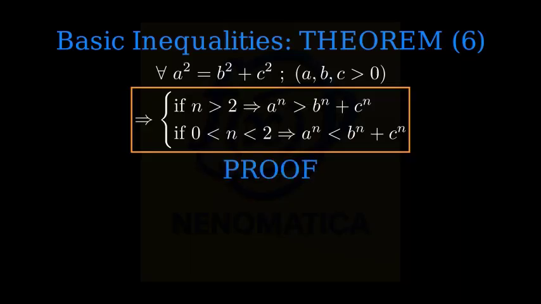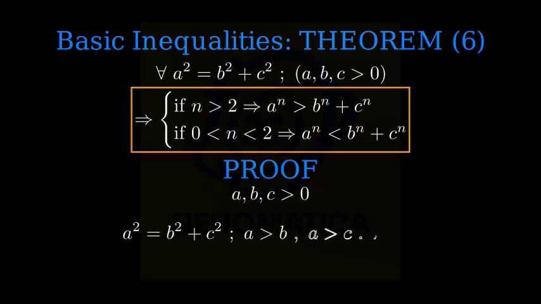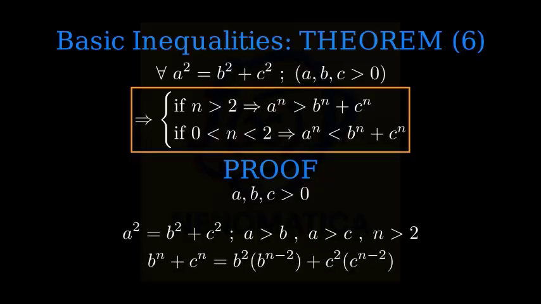Now, let's prove this theorem. We start with our given conditions. We know that a, b, and c are positive real numbers, and a squared equals b squared plus c squared. For our first step in the proof, we'll rewrite b to the n plus c to the n in a clever way. We can express b to the n plus c to the n as b squared times b to the n minus 2 plus c squared times c to the n minus 2.